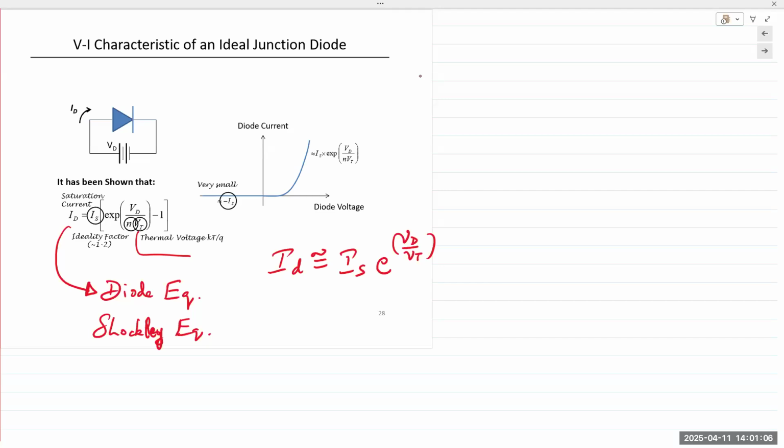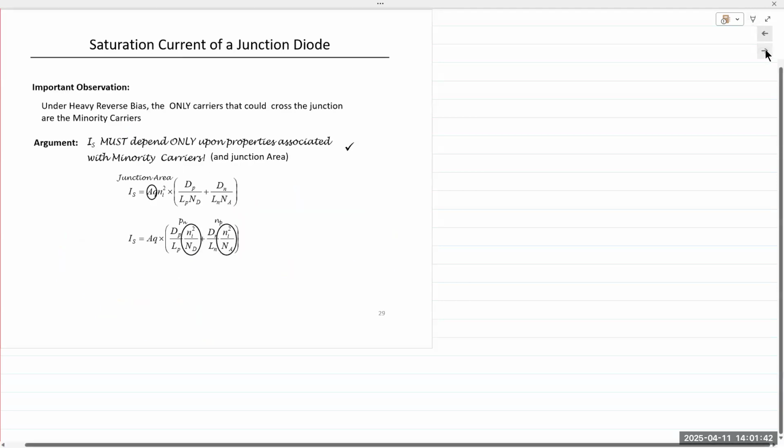IS is a constant. It is defined and given in the manufacturer's spec sheet or data sheet. So for every diode that you look up, like the BAT54, it will have a value for the reverse saturation current, IS. For the most part, we consider it to be 0 in the negative or reverse bias. This is minus V, this is plus V, plus I, minus I. So that's the VI characteristic of an ideal junction diode.